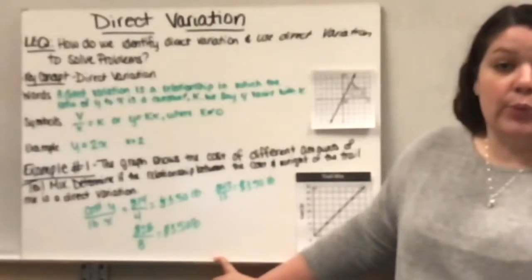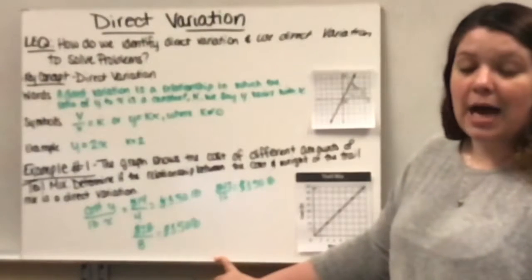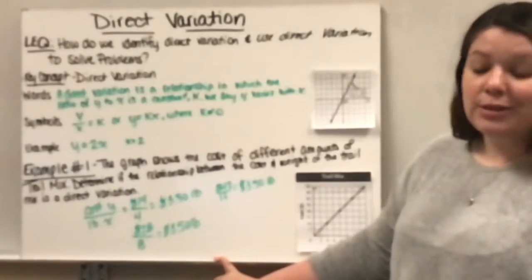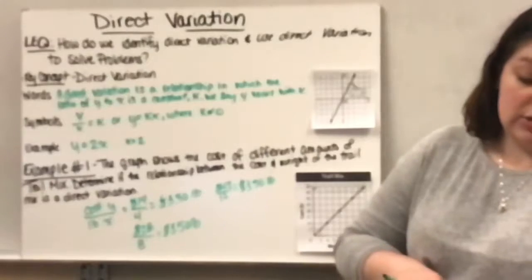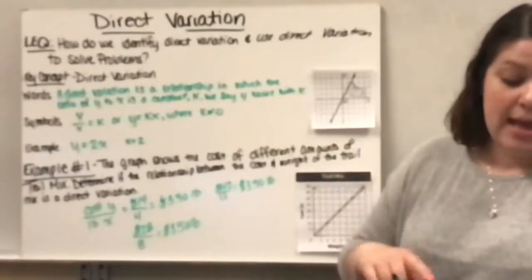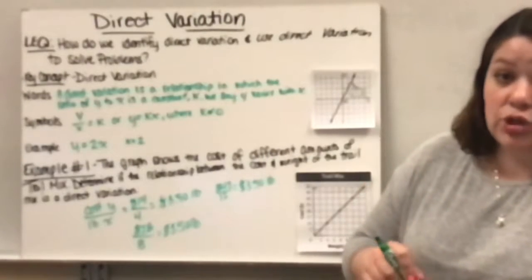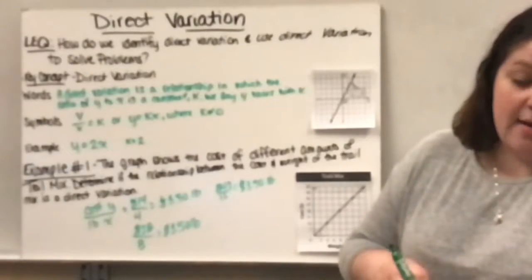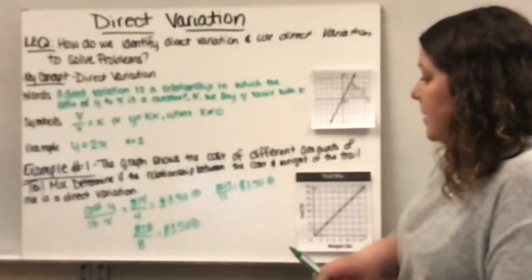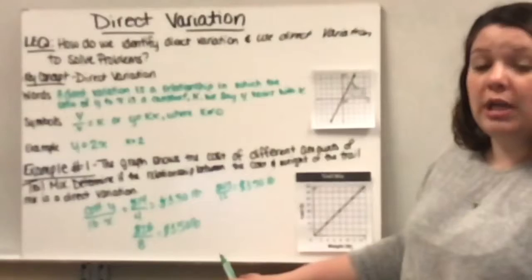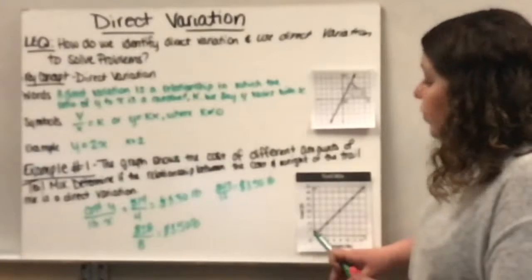So again, you want to say the ratio, $3.50 per pound, is a constant rate. Since the graph passes through the origin and the ratios are constant, that means that the cost of the trail mix varies directly with the weight of the trail mix. The cost varies directly with the weight because our ratios are equal, so it's a constant rate of change, and also it passes through the origin.